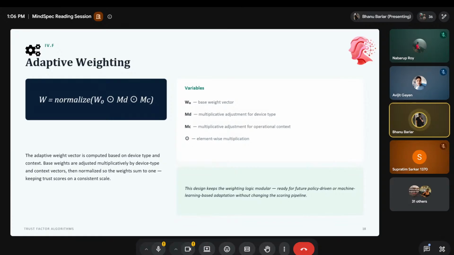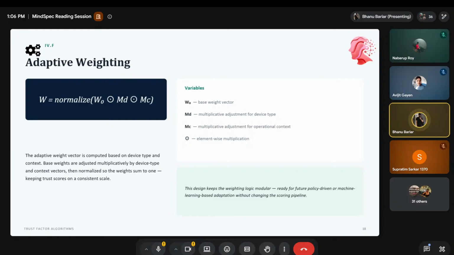The formula is here, where although the equation actually appears a bit complicated, the underlying idea is very straightforward. We begin with the base weight vector that is represented by omega naught. This contains the default importance assigned to each trust factor. The framework adjusts these weights according to the device type, represented by MD, and the operational context, that is represented by the MC. And the symbol here denotes element-wise multiplication.